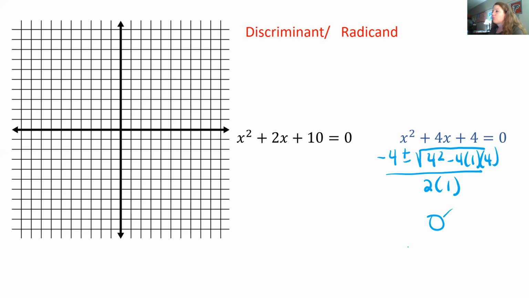That's what I get, 0. That means I have a happy parabola sitting on the x-axis. So let's find the vertex. Let's do negative b over 2a. So the opposite of 4 is negative 4 over 2 times 1. So negative 4 divided by 2 is negative 2.